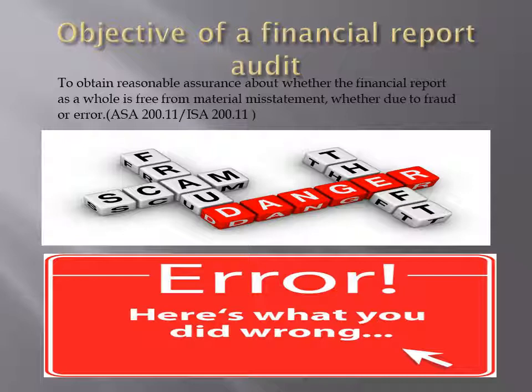To conclude, the objective of a financial report audit is to obtain reasonable assurance about whether the financial report as a whole is free from material misstatement, whether due to fraud or error, and to report on the financial report and communicate as required by the Australian auditing standards in accordance with the auditor's findings.